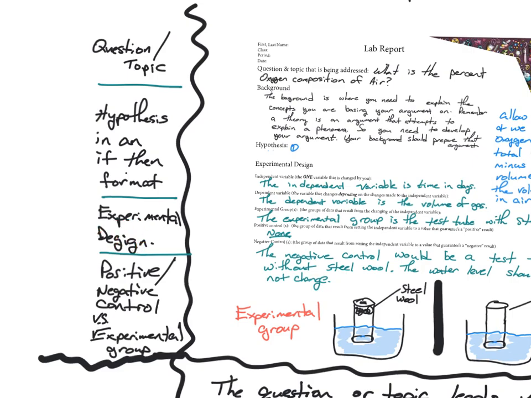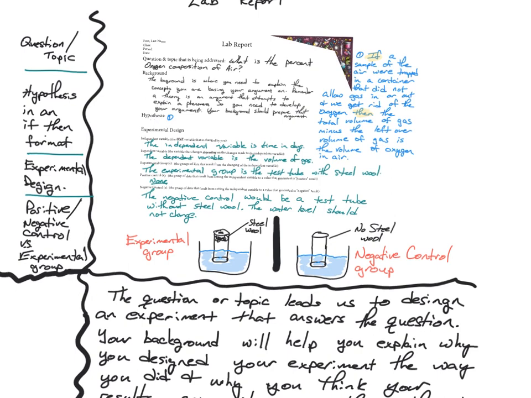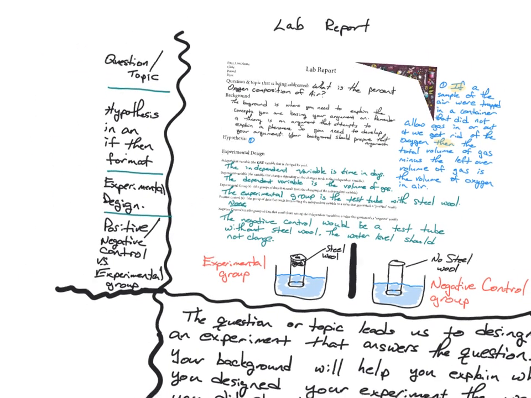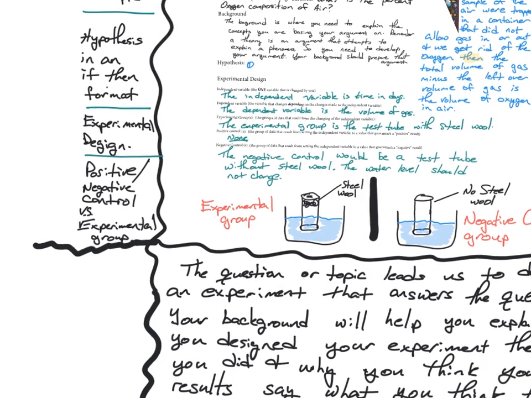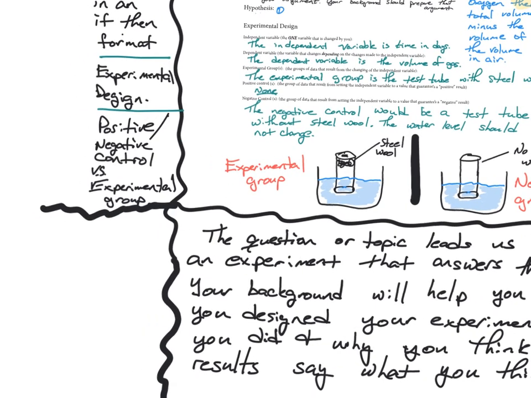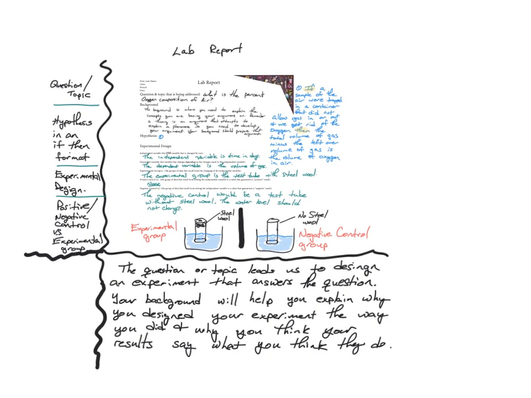Your experimental design, as we talked about, should include a control group. It should include your independent variable, your dependent variable, and you should have some idea of what you're going to do, how you're going to set up the things you need to set up. Again, how would you do that? You'd have to have some background knowledge. You have to have something to base your design on, that you could say, well, if we do this, then that should happen. And of course, you need your positive and negative control group as part of your experimental design.